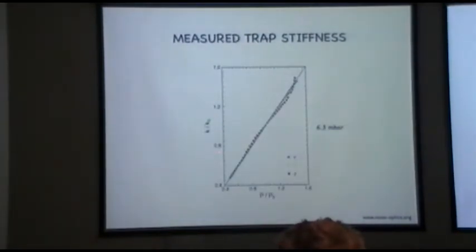I mentioned before this trap stiffness scales with the laser power. And now you see we have the trap stiffness here plotted for X, Y, and Z. So the particle oscillates with a different frequency in the X direction than in the Y or the Z direction. We have three different oscillation frequencies. Okay. This is because we have three different trap stiffnesses. But all these trap stiffnesses depend on the laser power. And you see that we have a nice linear relationship.